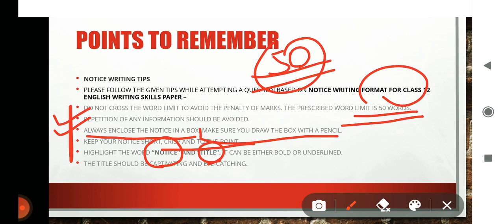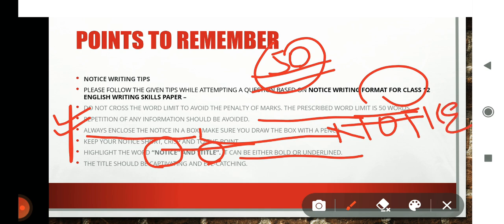It can be either bold or underlined. These two aspects you should keep in mind. Either you can underline the topic or you can write it in bold letters. Then the title should be captivating and eye-catching. Whatever title you are writing, it should have some eye-catching phrase, so that the reader will be attracted towards your notice.